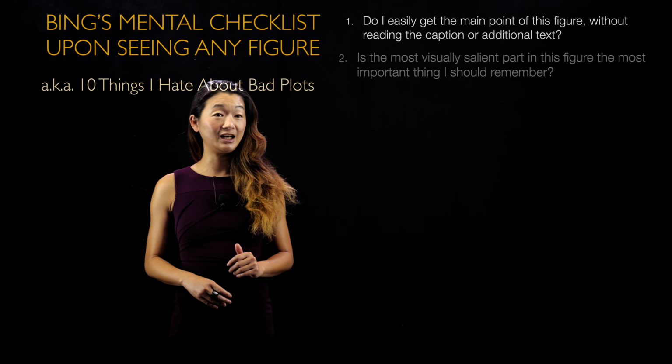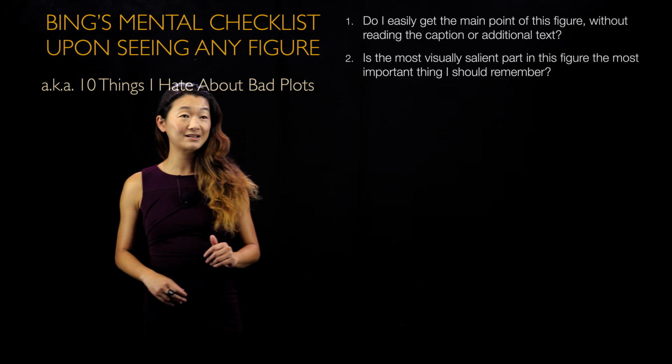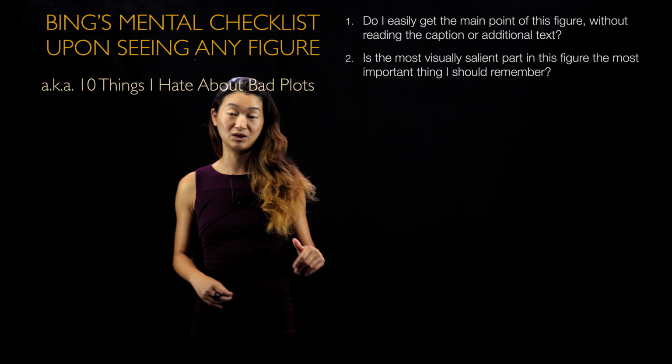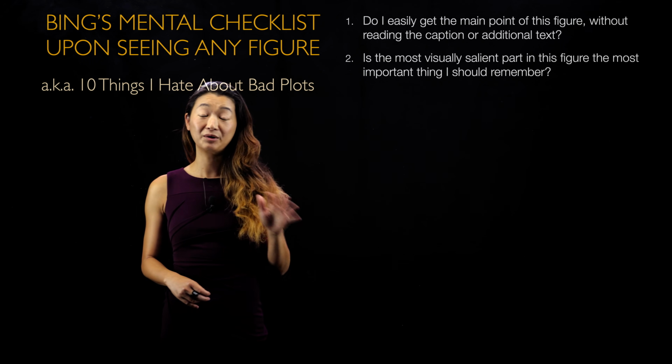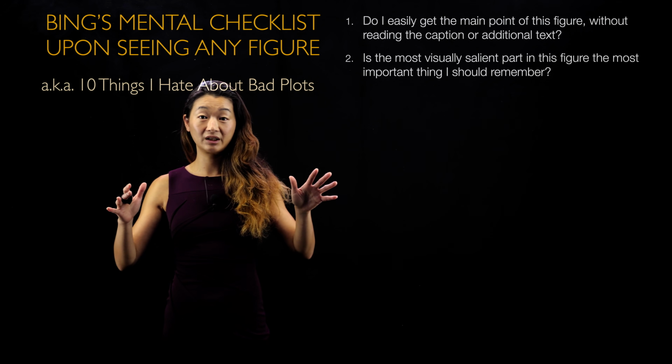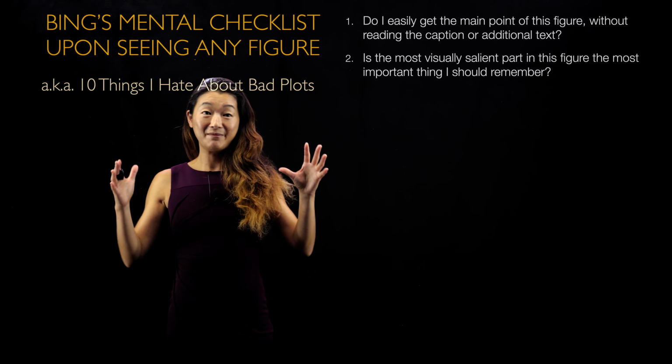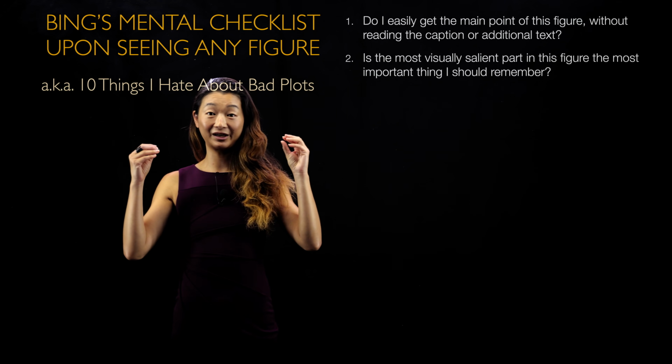The second thing that I hate about bad plots is I'm going to be asking myself, is the most visually salient part of the plot the most important thing as well? What I hate is sometimes I look at a figure and it has all boring colors and there's one thing that's in bright red, okay? So like I have my mammal visual cortex. I love looking at things that are bright red.